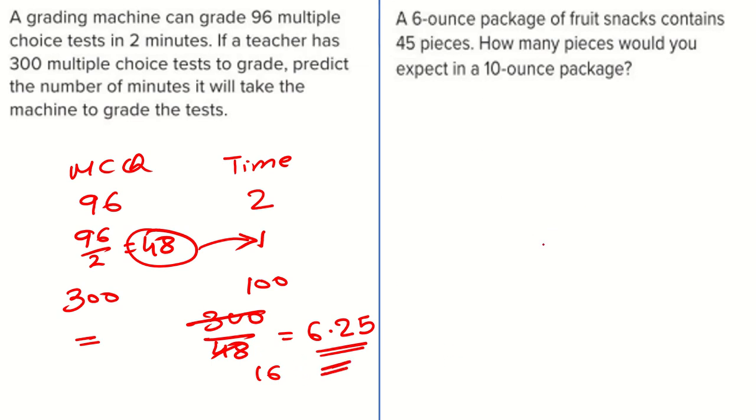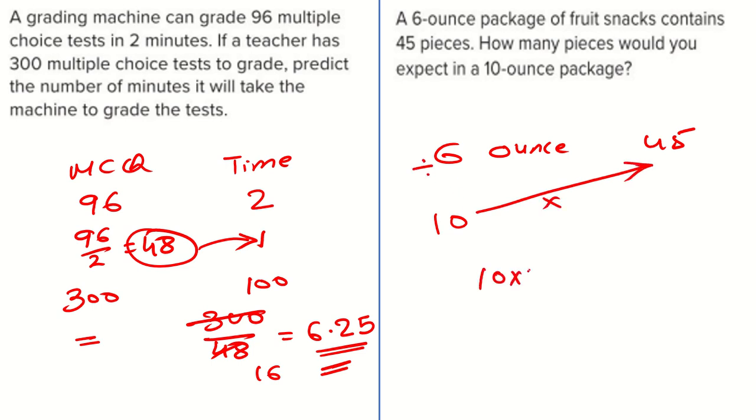Now, another question can be, a 6-ounce package of fruit snacks contains 45 pieces. How many pieces would you expect in a 10-ounce package? Now you see, it is 6 ounces and it has 45 pieces. So how many pieces in 10 ounces? It will be more. So for more, what will you do? You will multiply with this and divide by this. So it will be 10 multiplied by 45 divided by 6.